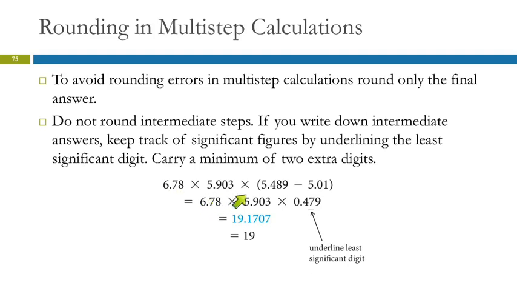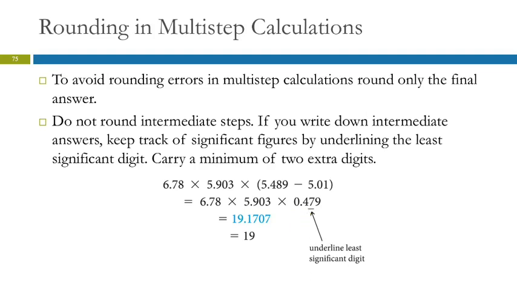6.78 times 5.903 times 5.489 minus 5.01. So here we have multiplication and subtraction. We can't apply one rule to everything. We have to look at the operations separately. So if you do the part in parentheses here first, like you should, your calculator is going to tell you 0.479. Calculator doesn't understand sig figs. We need to look at this and say, oh, we're subtracting. We're going to go with the fewest number of decimal places. 3 decimal places, 2 decimal places. The result in the parentheses then has 2 decimal places.